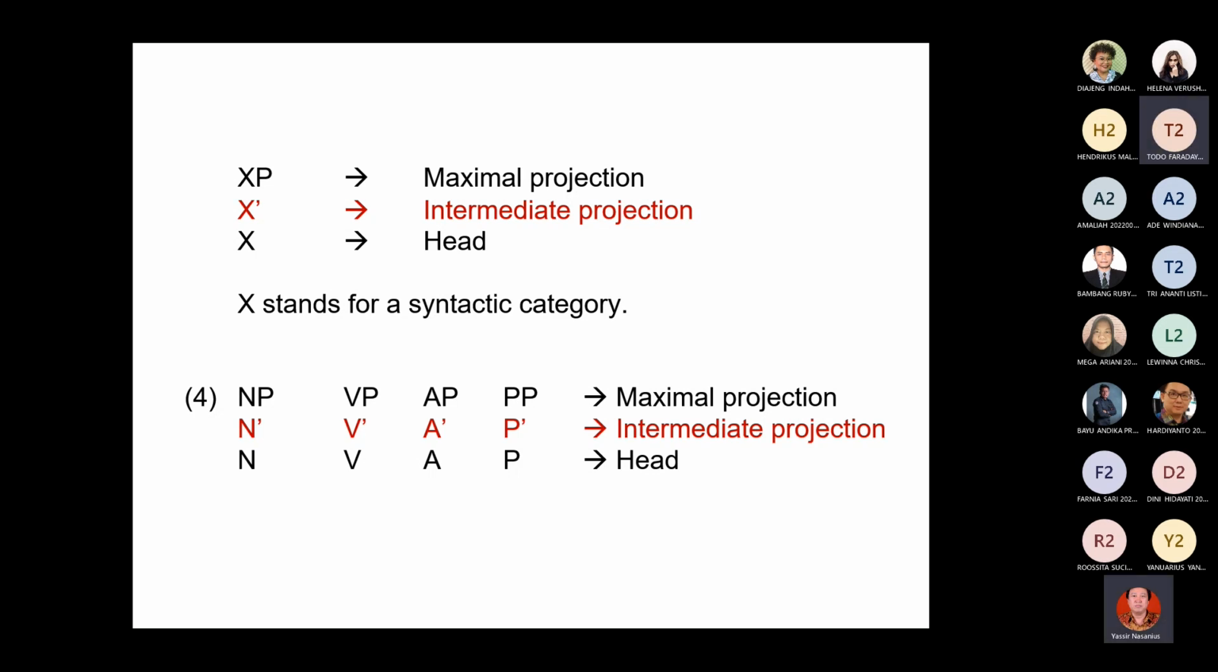So from now on, when you draw NP, you have to draw NP, N bar, N. When you draw a VP, you must draw VP, V bar, V. If you draw an AP, you must draw AP, A bar, A. The same goes for PP. You must draw PP, P bar, P. Because if you draw the X bar 3, you have to use 3 levels.